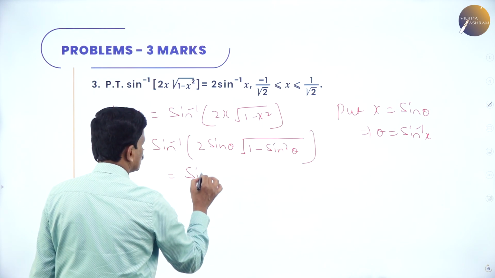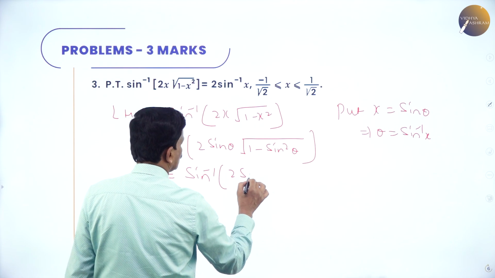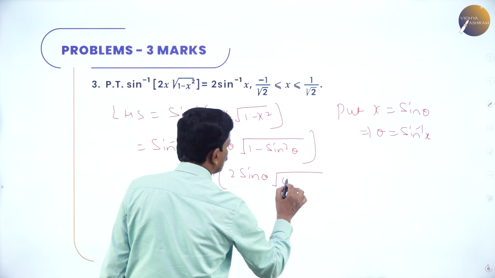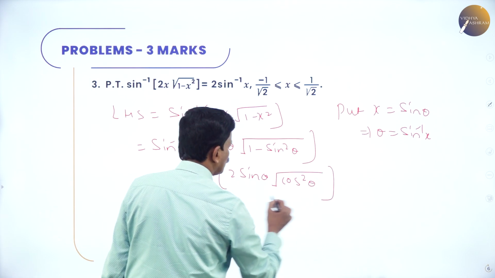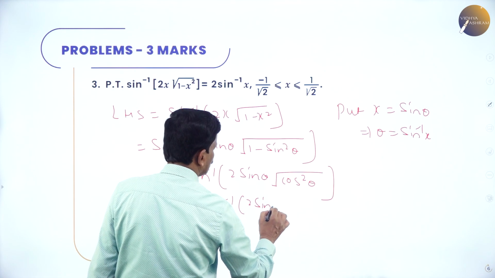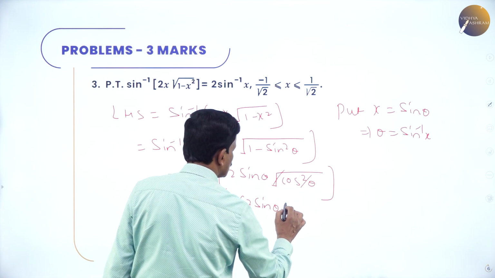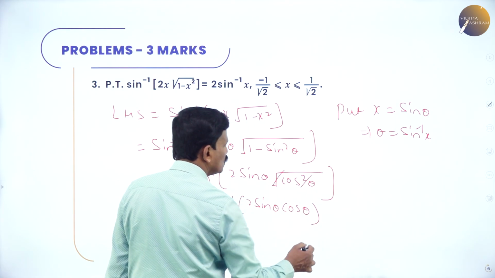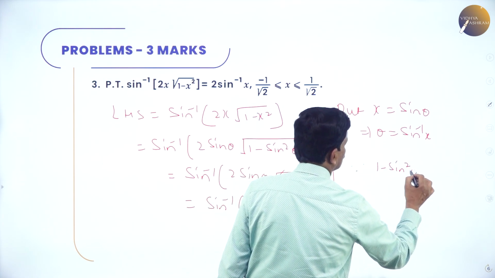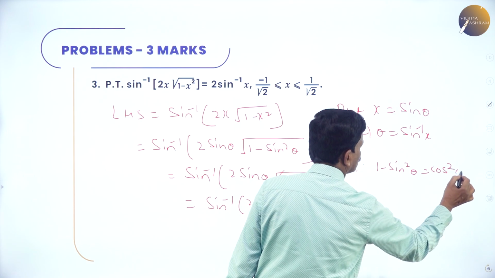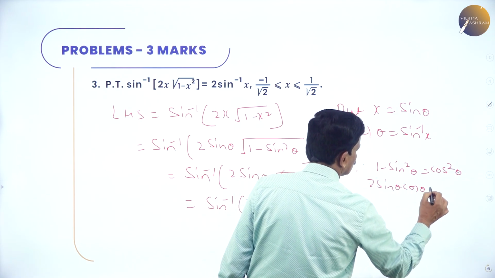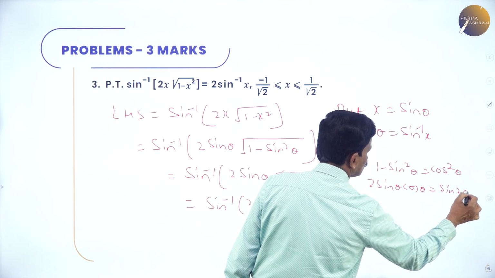That's equal to sin inverse of 2 sin theta into root of what is 1 minus sin square? Cos square theta. Root of 1 minus sin square is cos square. Sin inverse 2 into sin theta as it is, square root gets cancelled. This is cos theta. So if you want, I will write the formulas here. 1 minus sin square theta is equal to cos square theta, and again 2 sin theta cos theta is equal to sin 2 theta.